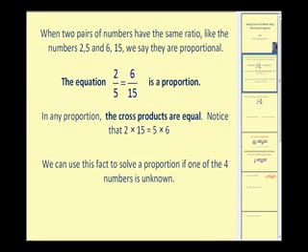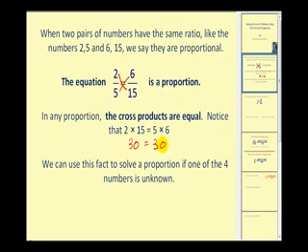When two pairs of numbers have the same ratio, like the numbers 2 and 5 and 6 and 15, we say they are proportional. The equation 2 over 5 is equal to 6 over 15 is a proportion. We can say 2 is to 5 as 6 is to 15. In any proportion, the cross products are equal. Notice that 2 times 15 is equal to 5 times 6 because they're both equal to 30.